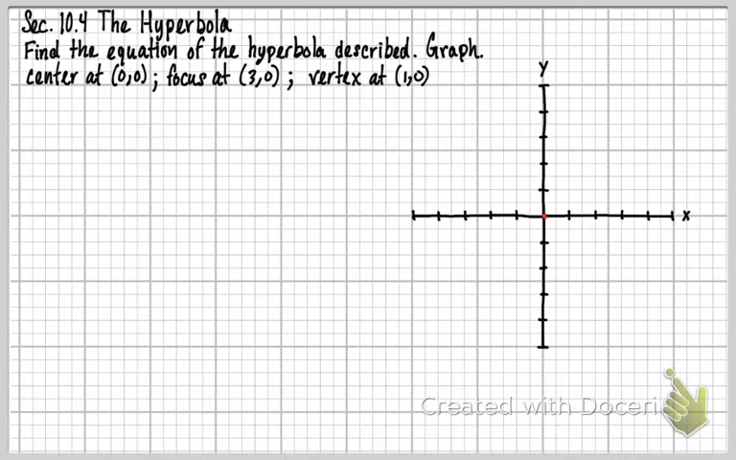So I'm going to draw that one in there first. That's 0, 0, and I'm going to call that C. And then the focus is at 3, 0, so that's going to be over here. And that's 3, 0, and that's going to be my F. That's my focus. And the vertex is at 1, 0, so I'm going to put that there.